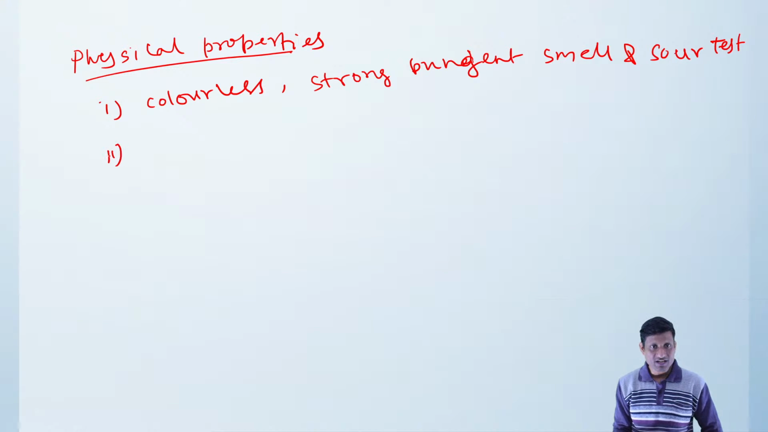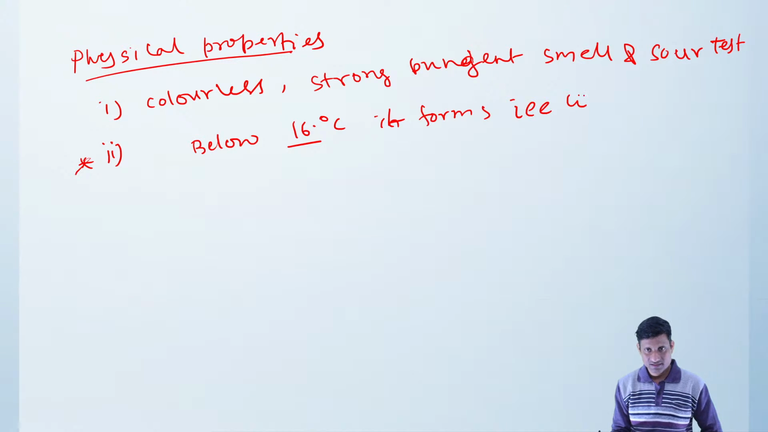And what is important, this is also very important for the competitive exam: what is glacial acetic acid? Okay, so below 16 degrees centigrade, or 16.5 more accurately, it forms ice-like crystals.